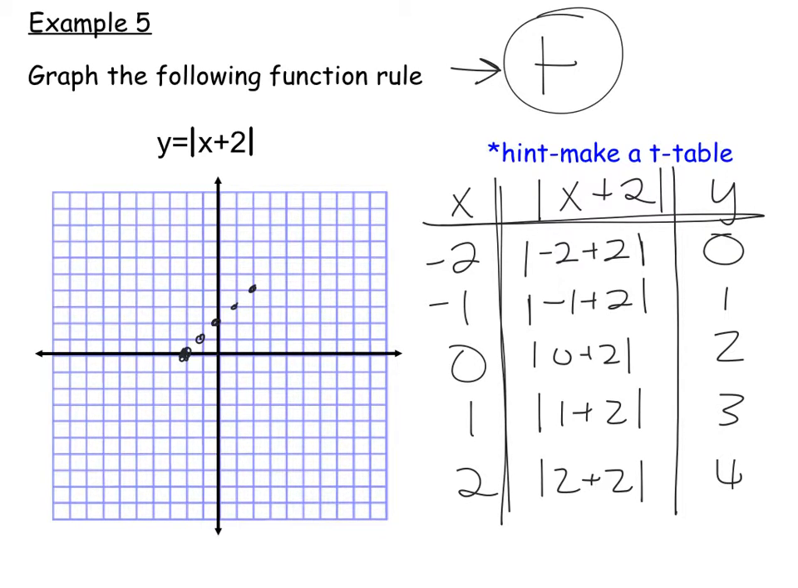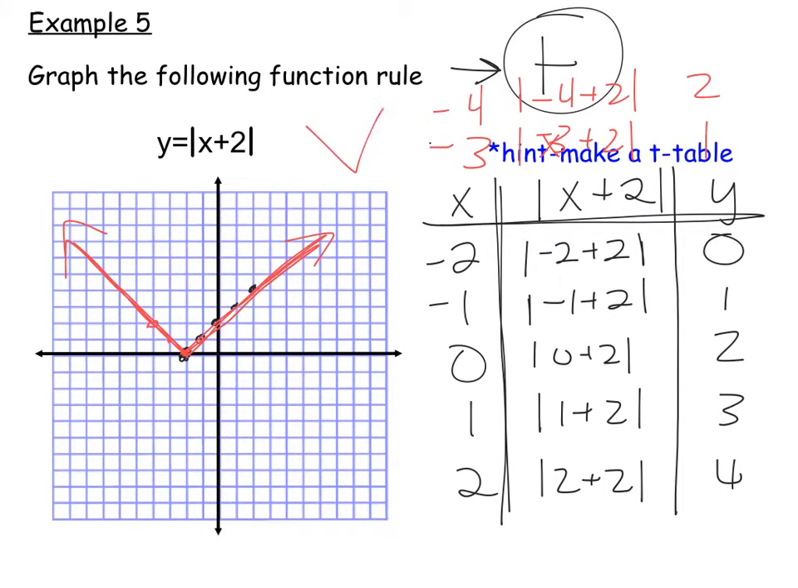However, with absolute values, we should have 2 distinct sides, and right now we only have 1. And so let's go back a few values. Let's put in -3. Absolute value of -3 plus 2 is -1, gives us 1. -4. -4 plus 2 is -2, which we get 2. So -3, 1, -4, 2. Notice what's happening. We not only had this line off to the side here, we also have it going in this direction too. And an absolute value graph will always give you a V. So something to know, if you don't have a V, maybe try a few more points.